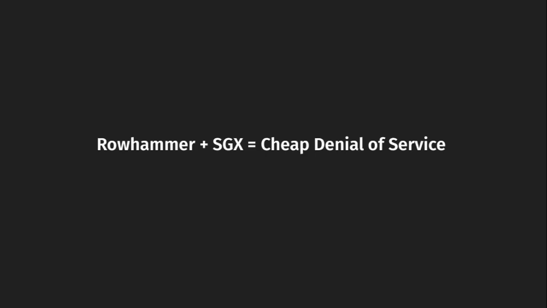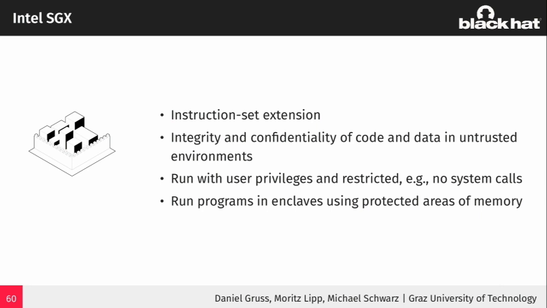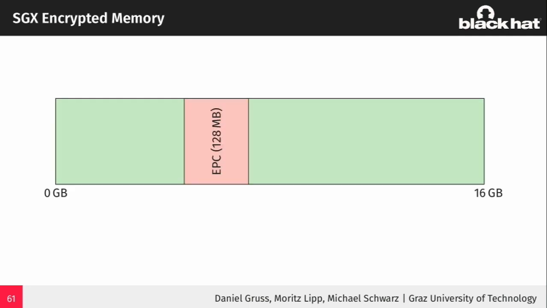Yeah, but we can do more. For instance, we can combine Rowhammer with Intel SGX to get a cheap denial of service attack. Intel SGX is an instruction set extension which gives us integrity and confidentiality of code and data in an untrusted environment. It runs with user privileges and is very restricted, so you cannot call any system calls in there. Programs are run in so-called enclaves, in a protected area of memory called the EPC. This EPC is sitting in the physical memory somewhere, and it's encrypted and integrity checked.